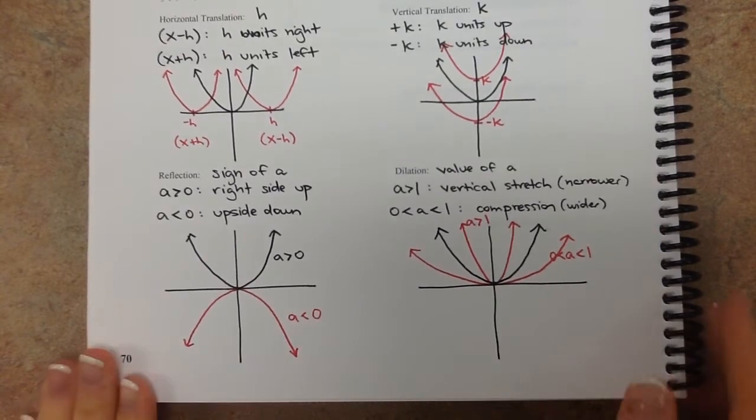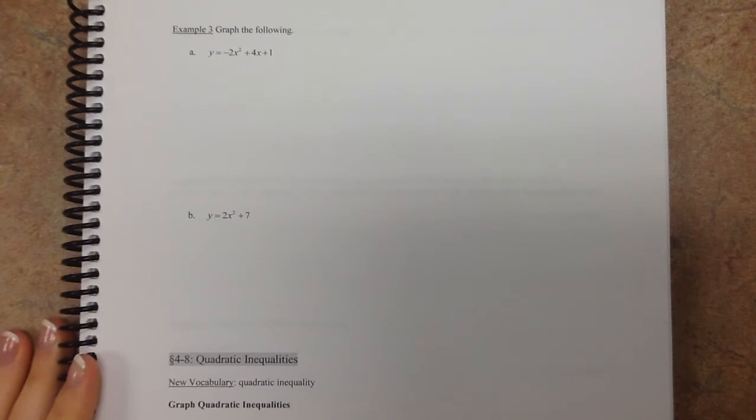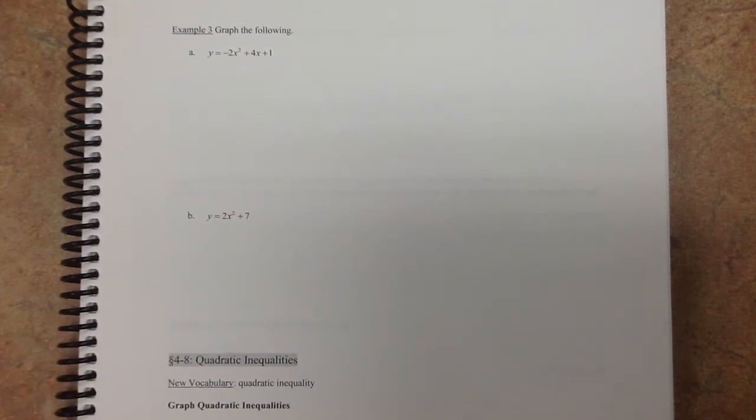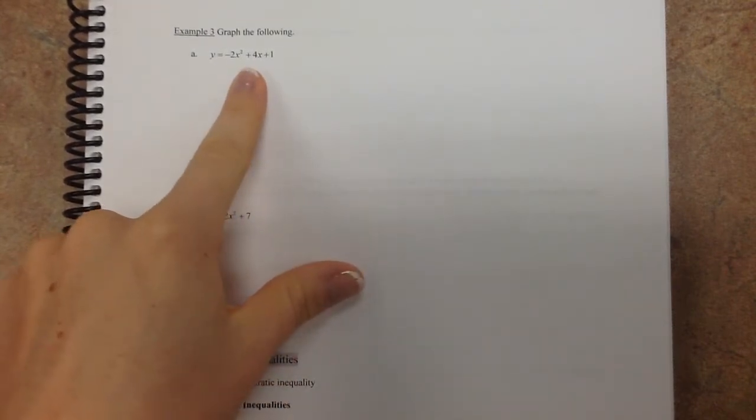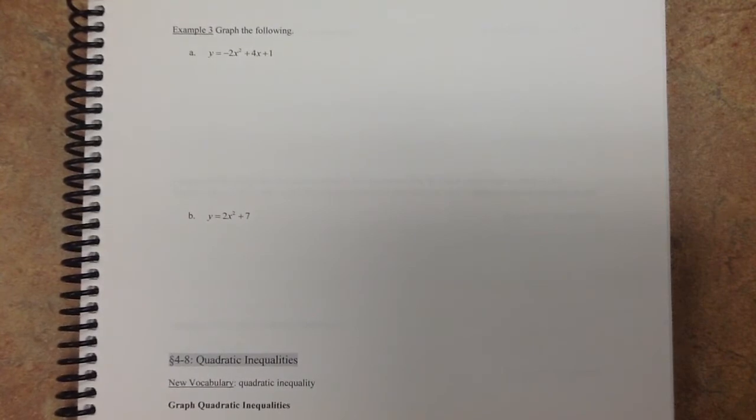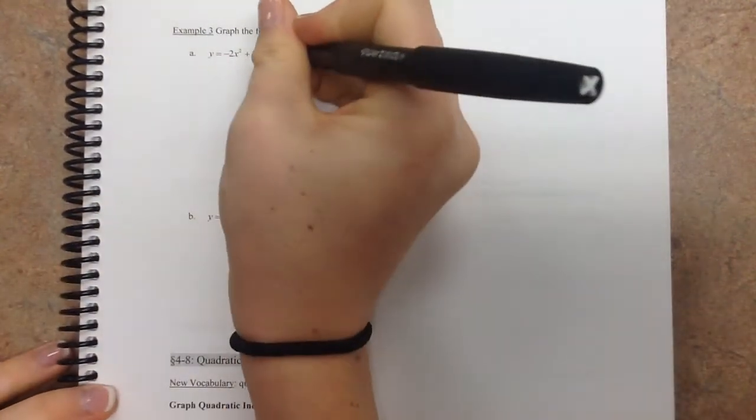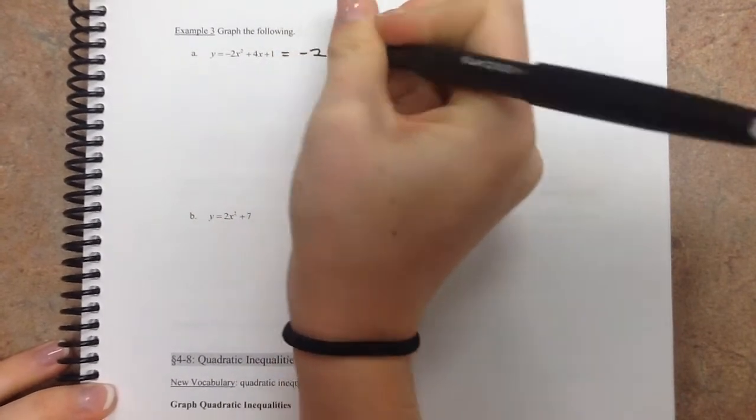All right, so let's look at two quick examples. We're going to first translate them into vertex form and then use all of our context clues to graph them. All right, so this one right here, remember when you're translating into vertex form, you have to factor out whatever number is in front of the x squared. So we're going to start with that. We're going to take a -2, factor it out.